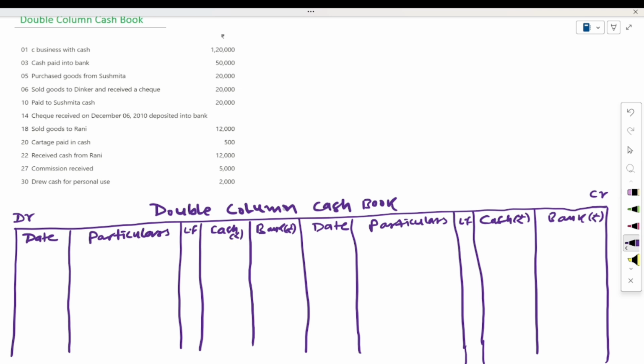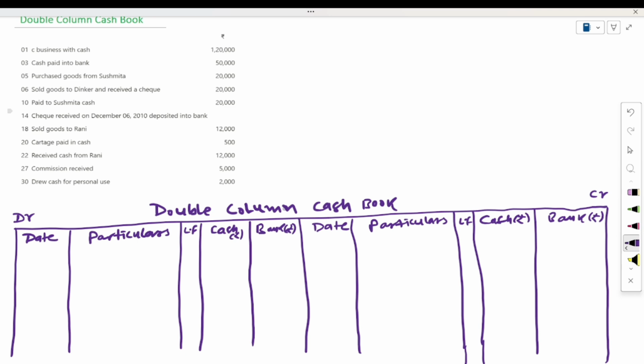In the previous video, we already solved one problem related to the double column cash book. Now in this video, again we are going to solve another problem related to the double column cash book. Okay, see here, these are a few transactions. With the help of these transactions, we will be able to understand the double column cash book.